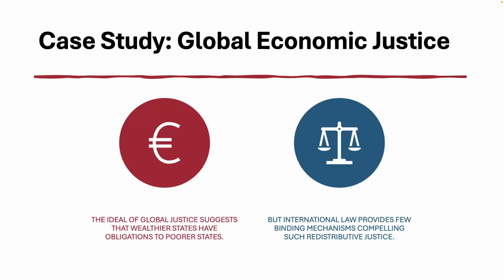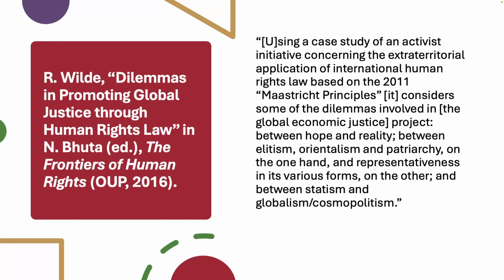And academics such as Ralph Wild, for example, in chapters on the frontiers of human rights, makes a very interesting point. This is just the abstract to this particular book chapter, by the way. This isn't the full chapter. But they say that using a case study of an activist initiative concerning the extraterritorial application of the international human rights law based on the Maastricht principles, the chapter itself considers some of the dilemmas involved in the global economic justice project. This is the thing that is most important for our perspective.